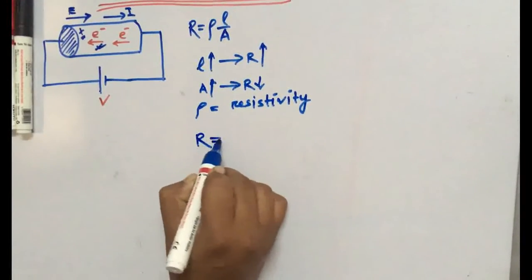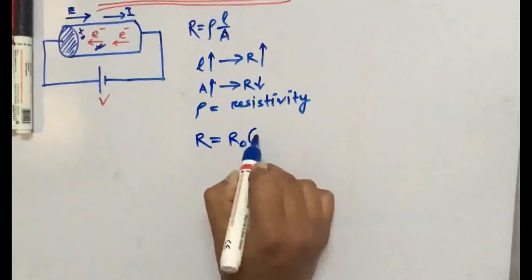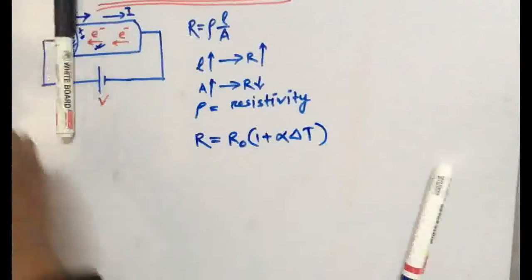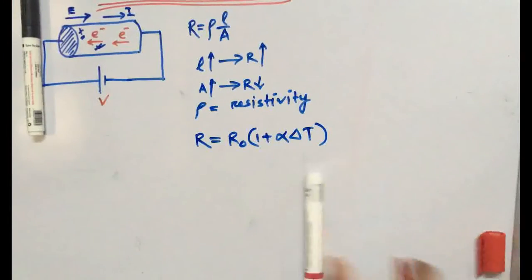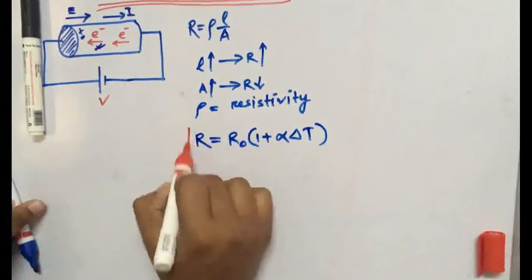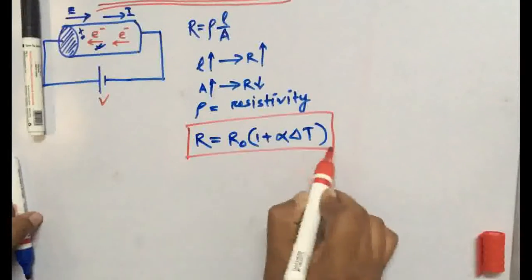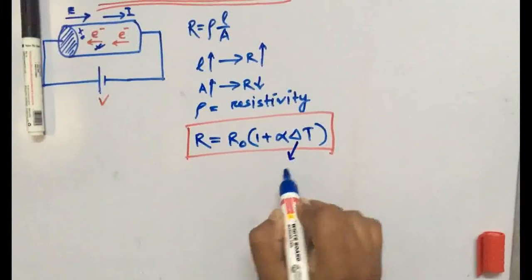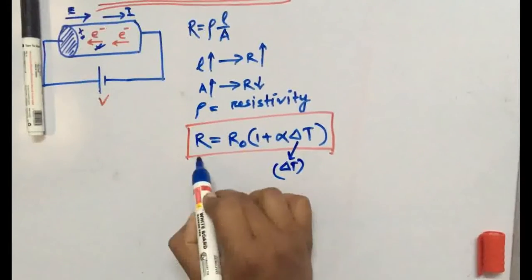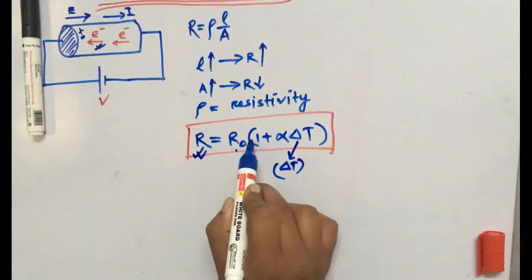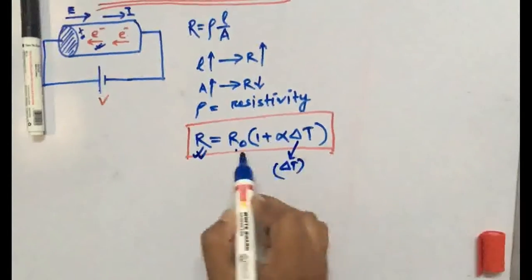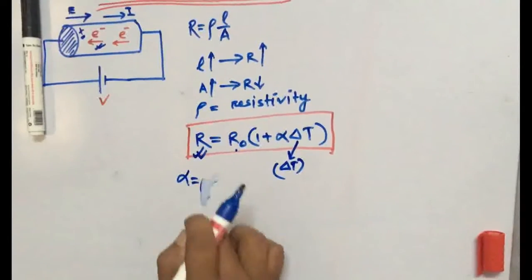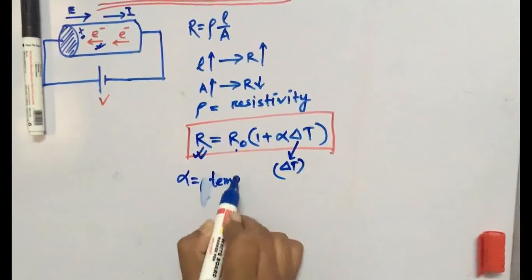Now see how the resistance varies with temperature. There is a formula, R equals R naught into 1 plus alpha delta T. This is important. Suppose we change the temperature of the resistance by an amount delta T, then our final resistance will be R naught into 1 plus alpha into delta T. R naught is the initial resistance and alpha is the temperature coefficient.